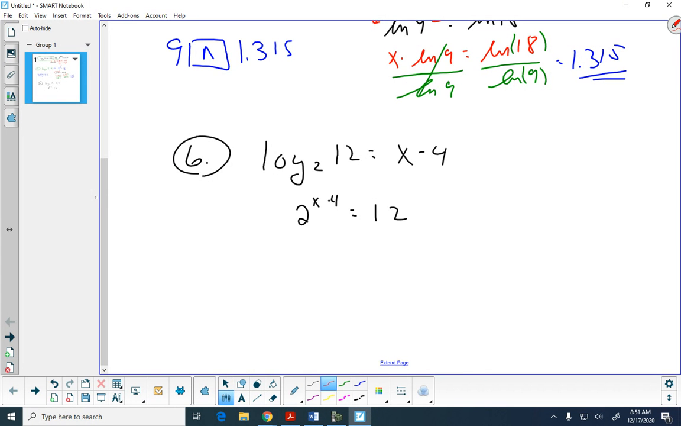So once again, we can go through the same process. Go ahead and take your ln of both sides. But what comes out front is the entire exponent x minus 4.